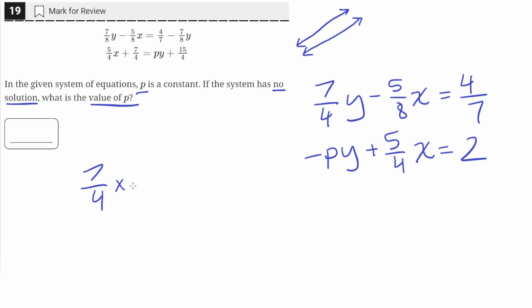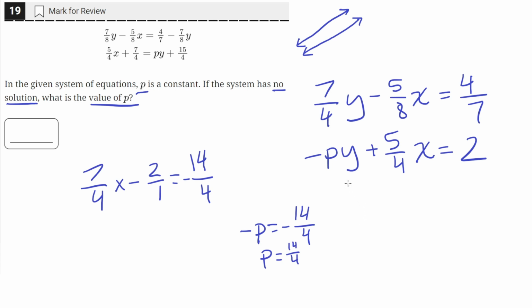So 7/4 times negative 2 over 1 is equal to negative 14 over 4. So that means that this term here needs to equal negative 14 over 4. So we need negative p to equal negative 14 over 4. So we need p to equal positive 14 over 4.